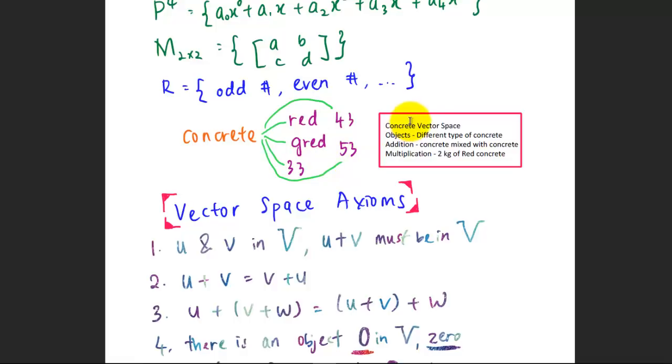So in the concrete vector space, the objects are the different types of concrete, and addition means that you can mix the concretes together, and multiplication means that you can get a different weight of the concrete. So if the members here fulfill the addition and multiplication conditions, we say that this group of concretes forms a concrete vector space.